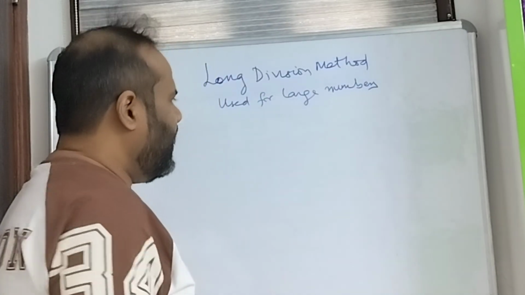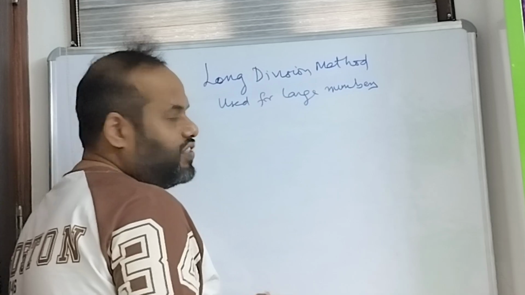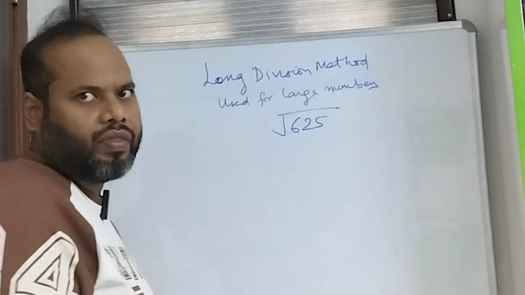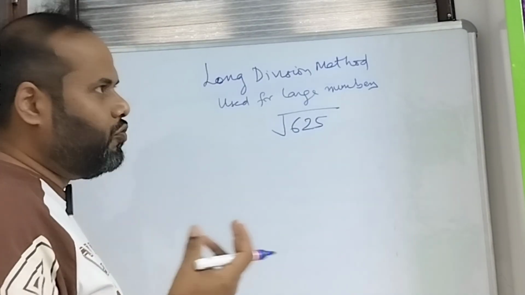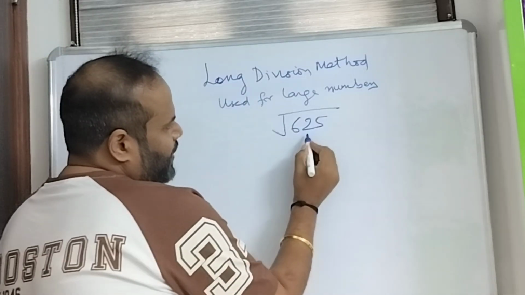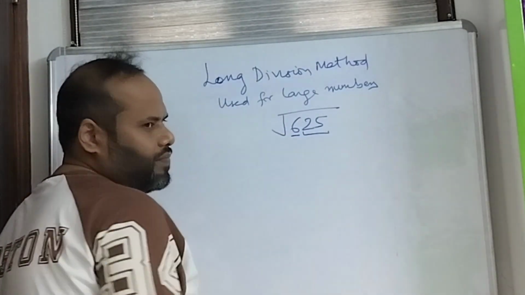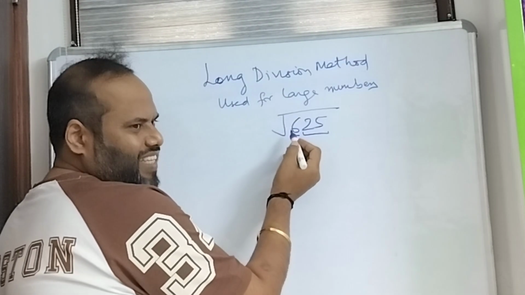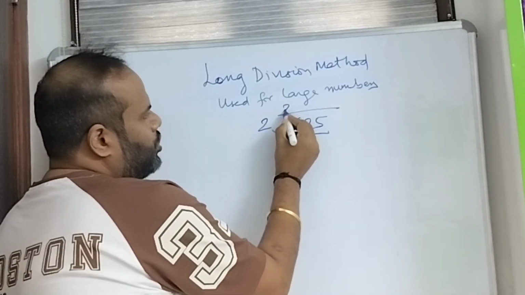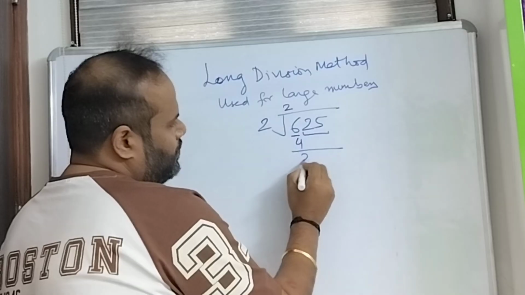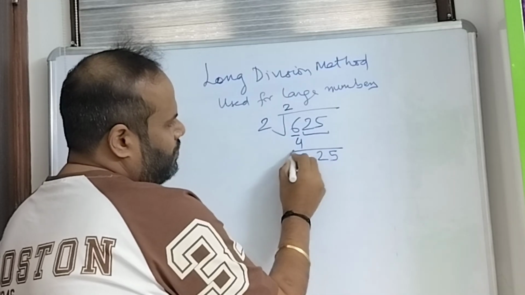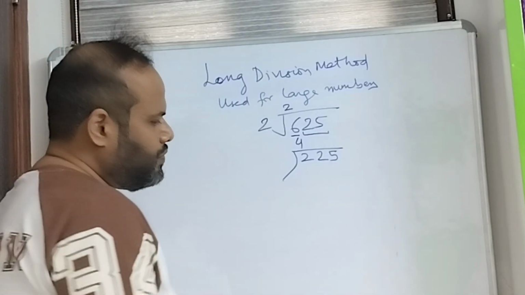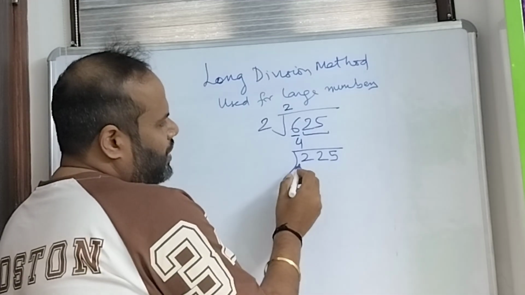For example, let's say we have the number 625. We have to find the under root of 625. So what we have to do is make pairs from the back. So the first pair will be this, the second will be this. Now what we will do is take a number which is less than 6 but a square. So 2 2s are 4.